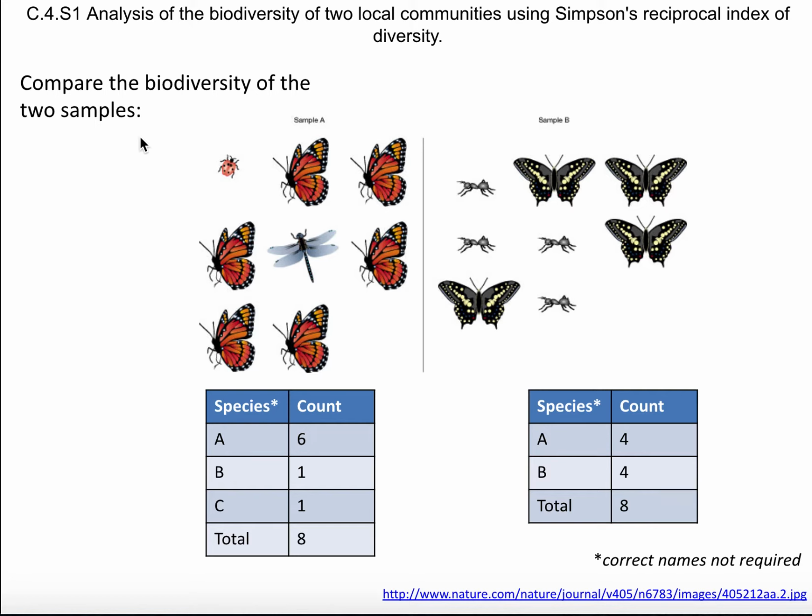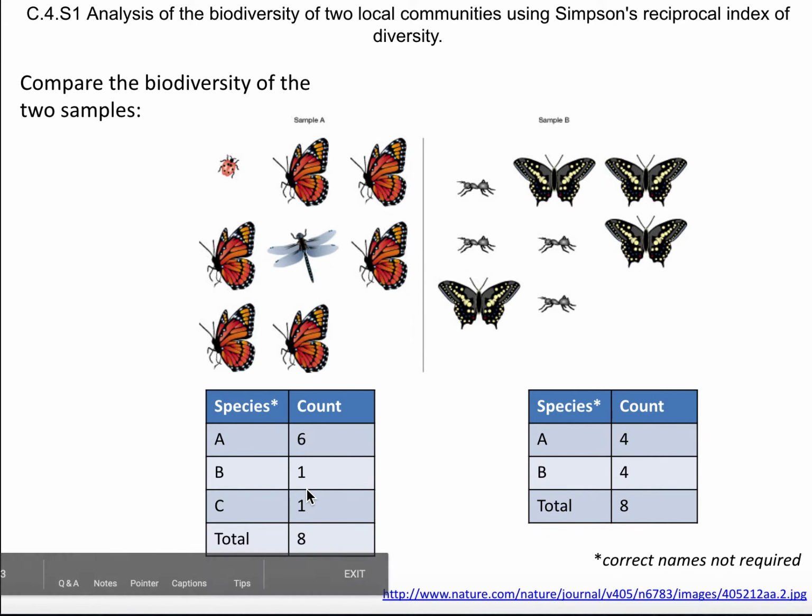So here in this picture, we're going to compare them. Here's our data set. For species A, which you can assume is the butterfly, there are 6 of them. Species B could be this dragonfly, there is 1. And then species C, the ladybug, there's 1. There's a total number of 8.